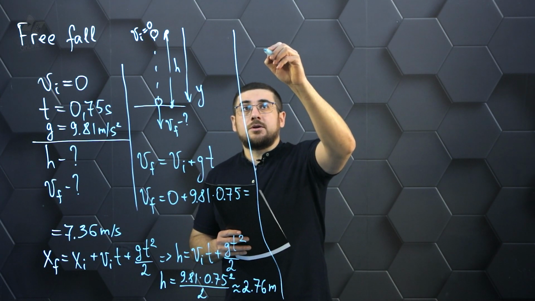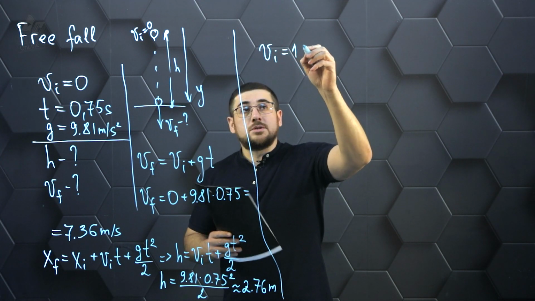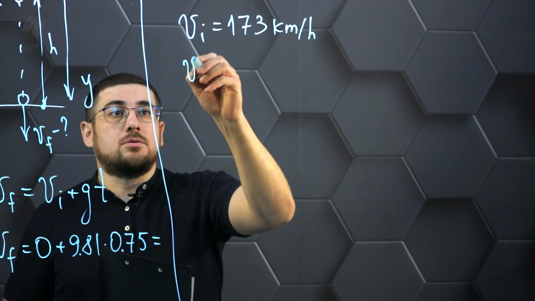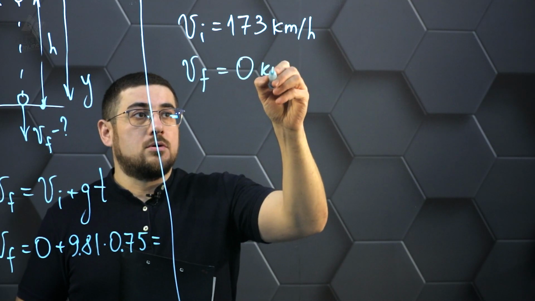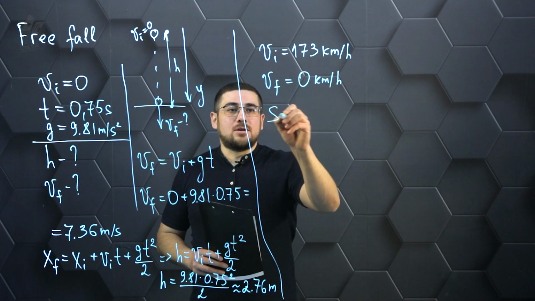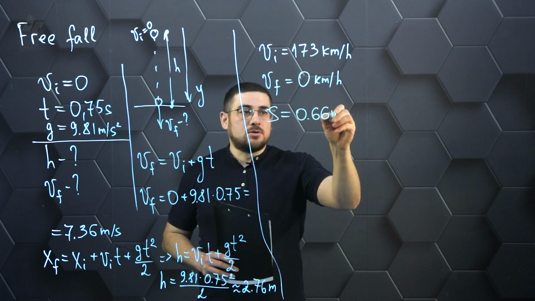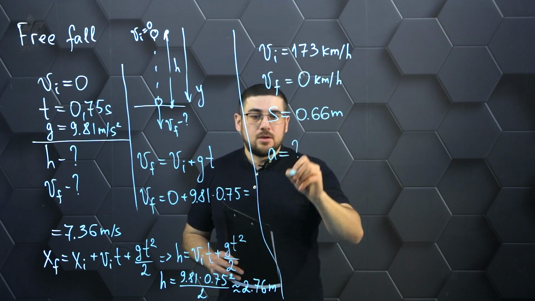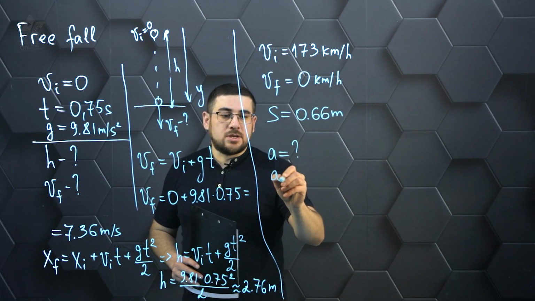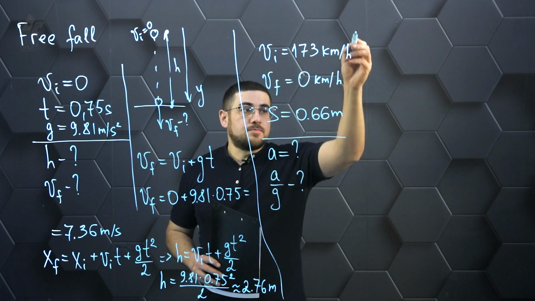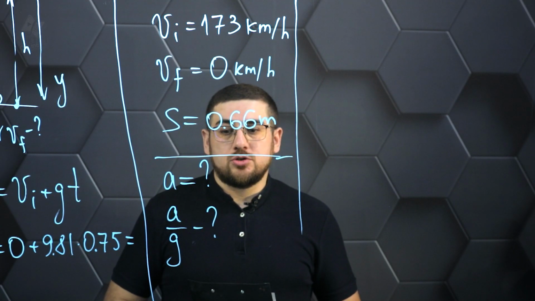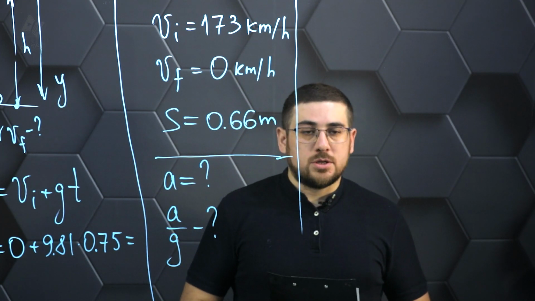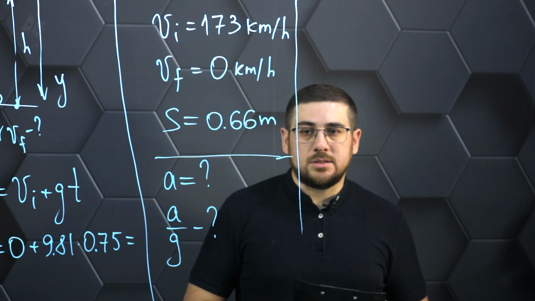So we need to determine the acceleration of the body, and we know the initial velocity is 173 kilometers per hour, the final velocity once it's stopped is 0 kilometers per hour, and the distance at which the object stopped is 0.66 hundredths of a meter. We need to determine the acceleration of this racer during braking and compare it with g. That is, we can write the ratio of a to g. We will determine this value a little later when we will talk about the laws of dynamics of body motion, and there we will see just how to calculate this overload, taking into account the forces acting on the body.